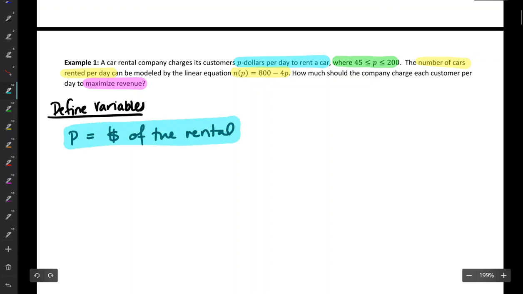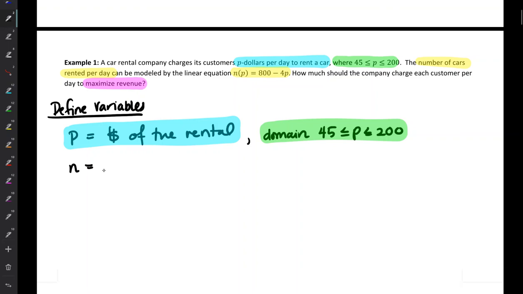They've introduced some notation for me. And in fact, actually, let's just mention this domain restriction. 45 less than or equal to P less than or equal to 200. That's nice that they gave us that. N here is a function of P, but let's just say what N stands for. N is the number of cars rented each day.